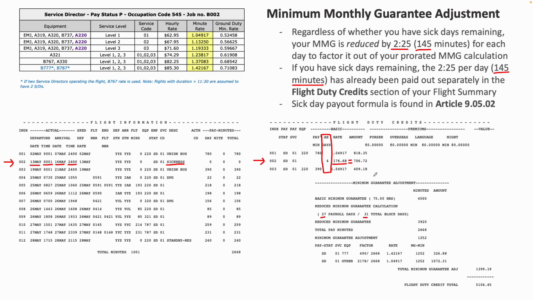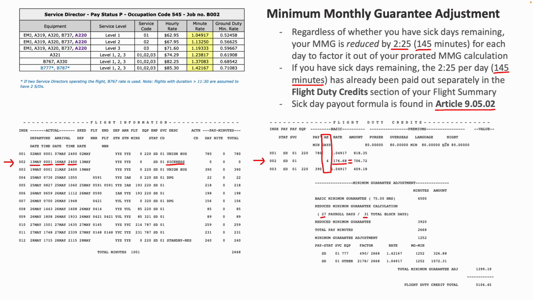Where did this $176.68 come from as far as the rate used? There's a fairly complex formula that's described in Article 9.05.02 in the collective agreement. The takeaway point for this is if you want to determine what your rate per day booked off sick would be, it would be best to reach out to FA Crew Pay to get an exact calculation.